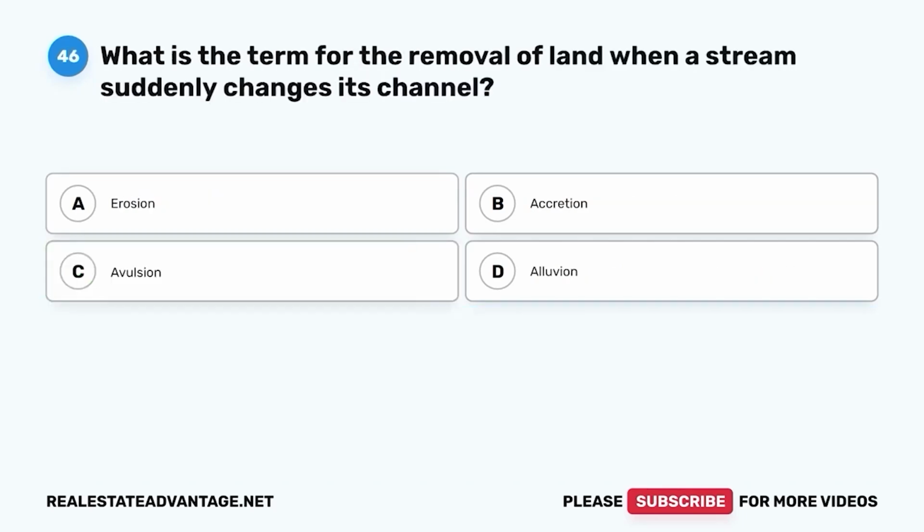Question 46. What is the term for the removal of land when a stream suddenly changes its channel?